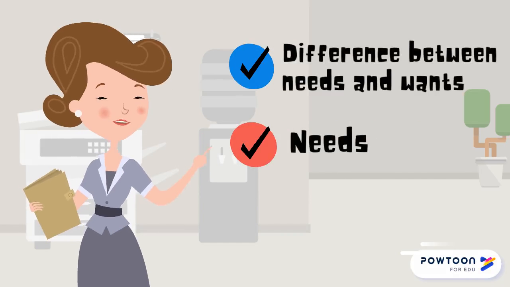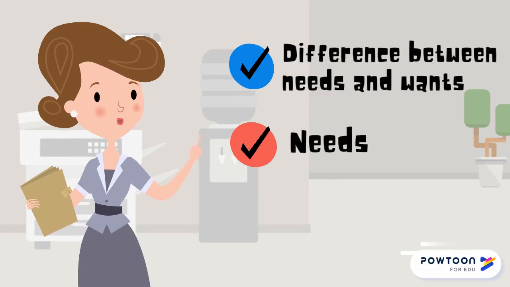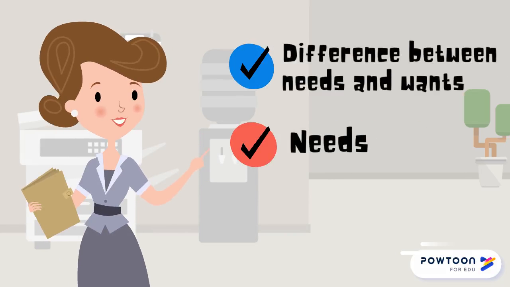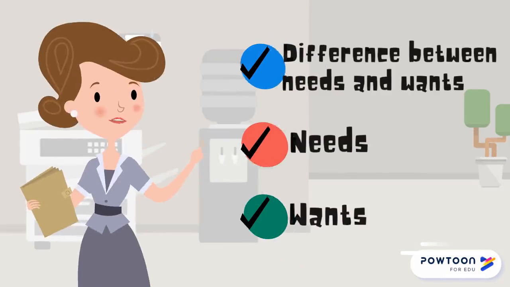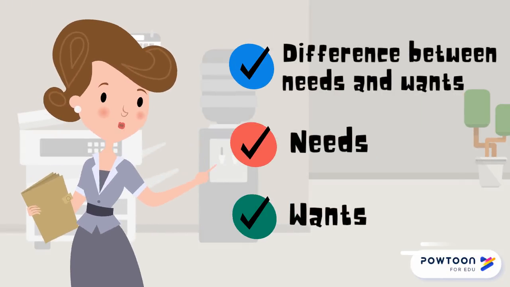These are things that are required in order to live. Everyone needs food, water, clean air, clothing, and shelter. Wants are things that add comfort and pleasure to your life. You may believe you can't live without new clothes or phones, but you can. Many people do.